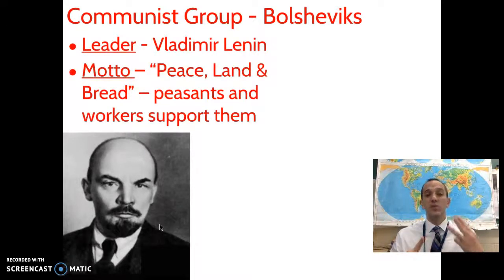Three things that everyone wants. Really what we're talking about is everyone wants peace, everyone wants money, and land is money at this point, and everyone wants to have food in their stomach. So these three things, peasants are going to support this, workers are going to support this, people who are against the war are going to support this, and eventually this communist group is going to rise up and lead this revolution. They are going to be successful, and they call this the Bolshevik or the Russian Revolution.